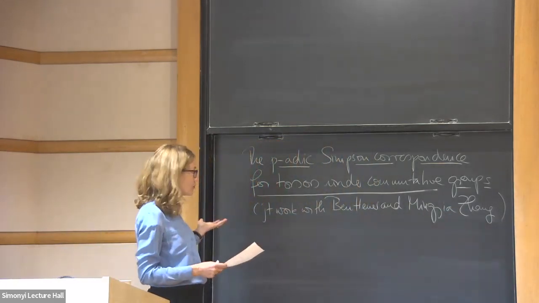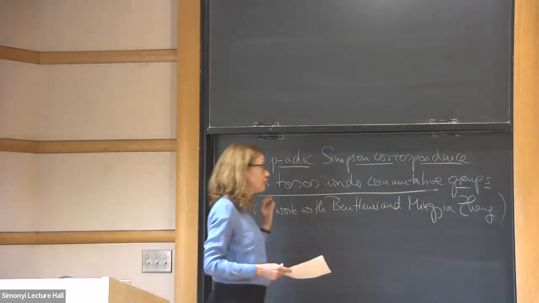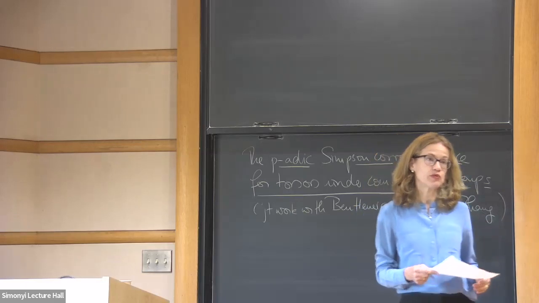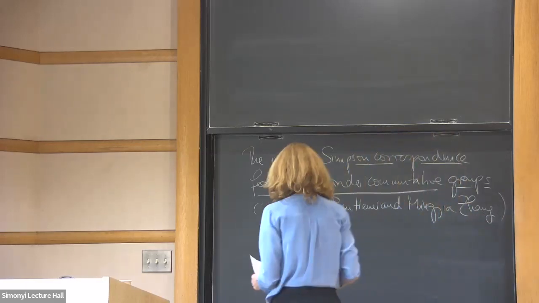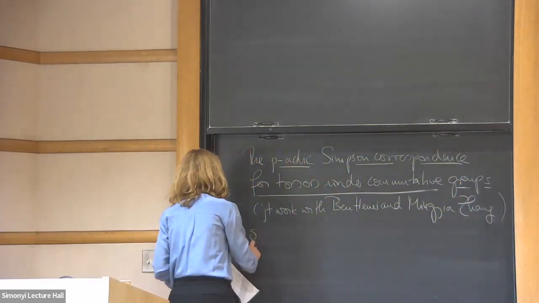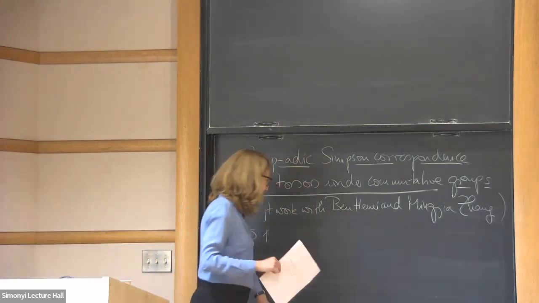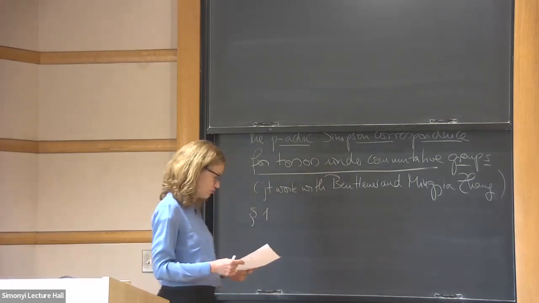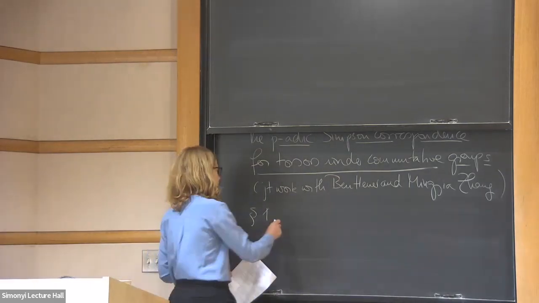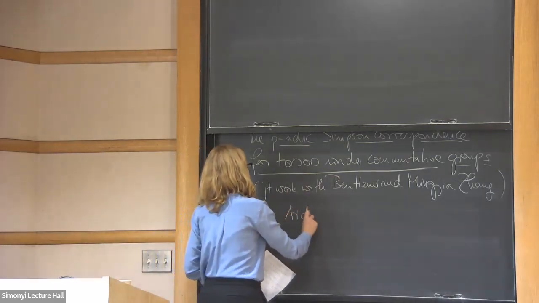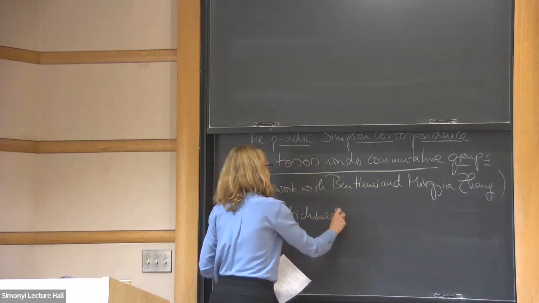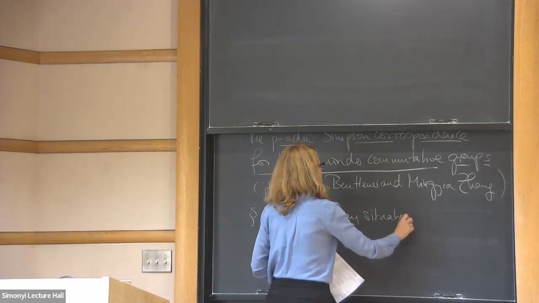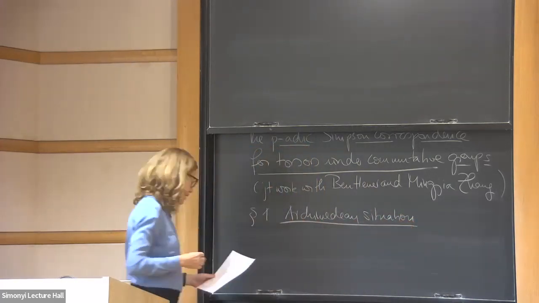And before I explain what we did in the p-adic world for torsors on commutative groups, let me briefly recall the classical Simpson correspondence and the particular statement which we want to generalize from this correspondence. So we start with a brief recollection of the Archimedean situation before we do the p-adic version.